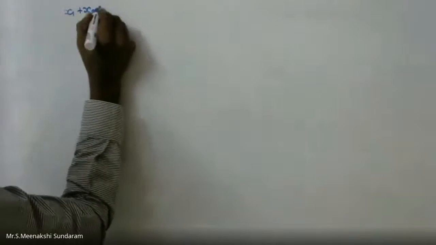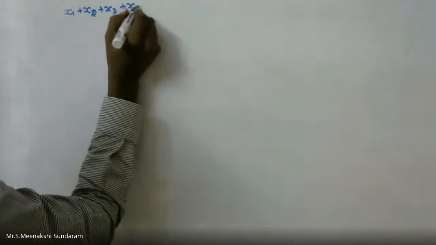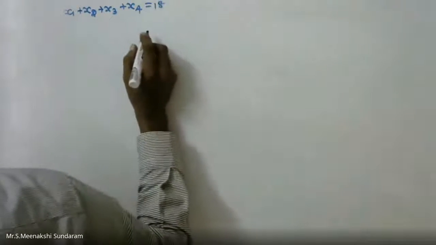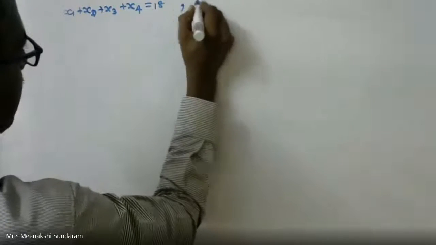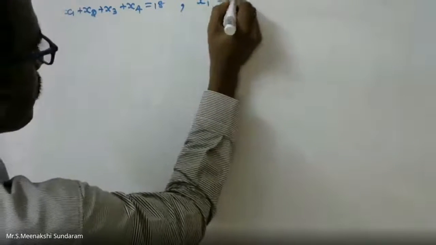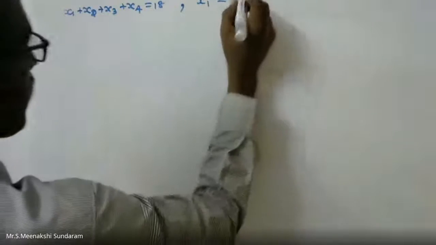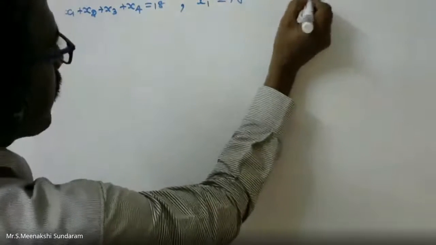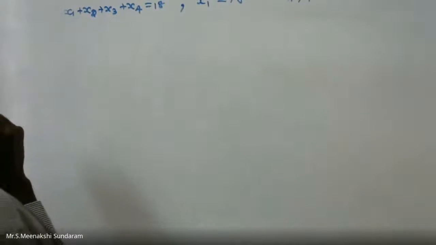The problem is: find the number of non-negative integer solutions of the equation x1 plus x2 plus x3 plus x4 equal to 18, under the condition xi less than or equal to 7 for i equal to 1, 2, 3, 4.